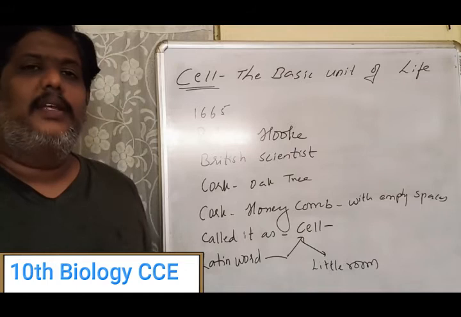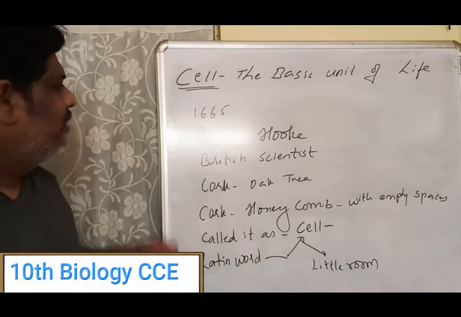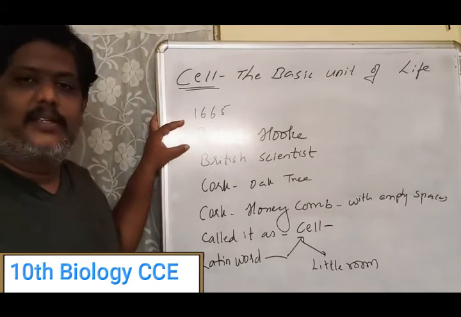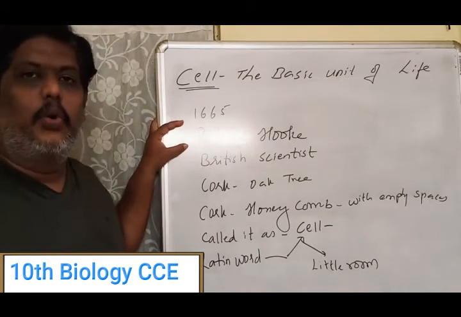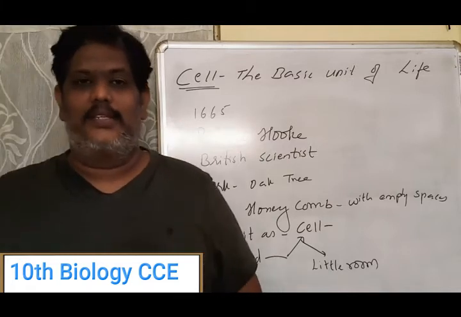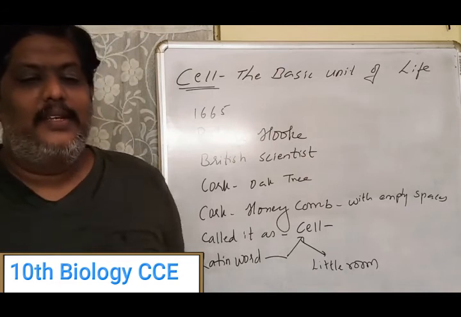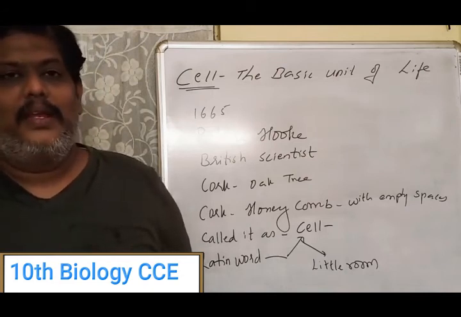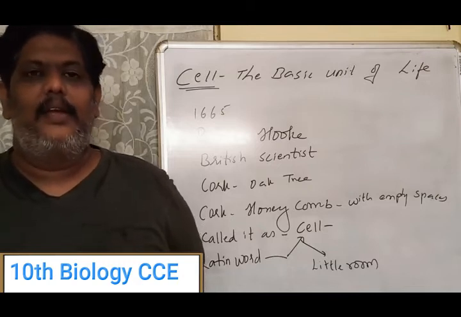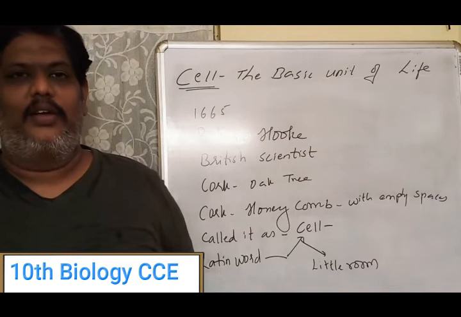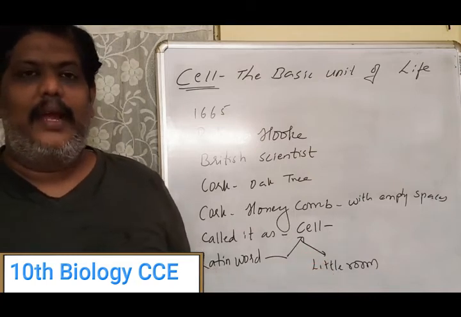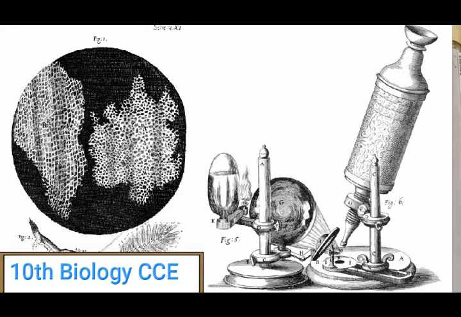So how did the discovery of the cell happen? It was in the year 1665. There was a scientist named Robert Hooke, a British scientist, and he made a microscope for himself. He made it himself, and then he took a dried cork from an oak tree and observed this cork under the microscope.